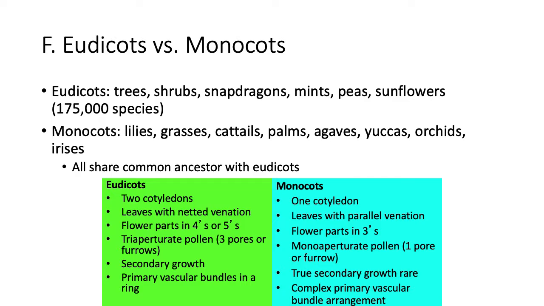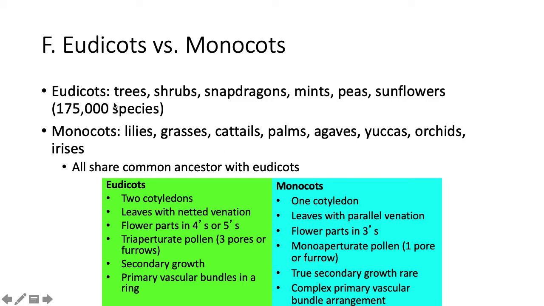In angiosperms there are 2 ways to classify them. You can classify them as eudicots or monocots, and it has basically everything to do with the first leaf, the cotyledon that emerges from the seed. Eudicots have 2 of these little baby leaves or cotyledons, and monocots only have 1.